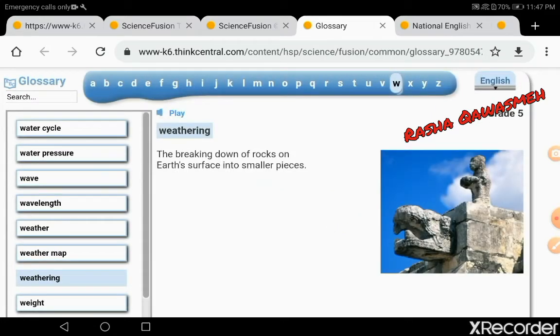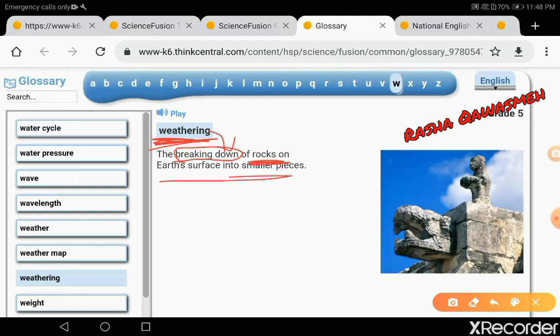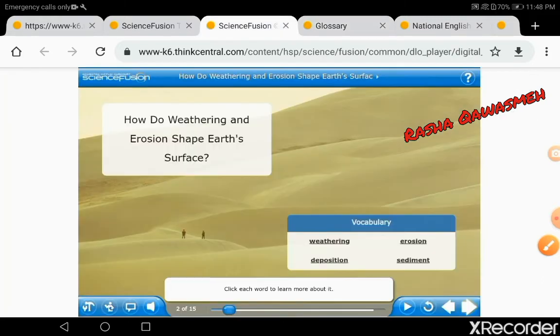Weathering. The breaking down of rocks on Earth's surface into smaller pieces. Keep in mind, the password for the weathering word is breaking down. So weathering means to break down. Breaking down what? Rocks of Earth's surface, and it will be broken into smaller pieces. Okay? Next.